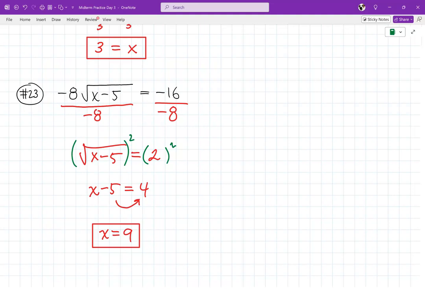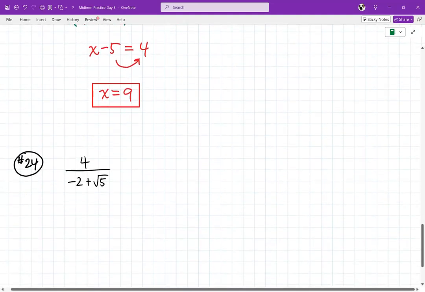I mean, if you want to check it, go ahead. You get this 9, just do it in your head. Mentally plug it in. 9 minus 5 is 4. The square root of 4 is 2. 2 times negative 8 is negative 16. It works, right? But that's what I'm telling you. When it's 1 answer, you don't have to check it. It's going to work. It's when it's 2. Maybe both work. Maybe none work. Maybe 1 works.